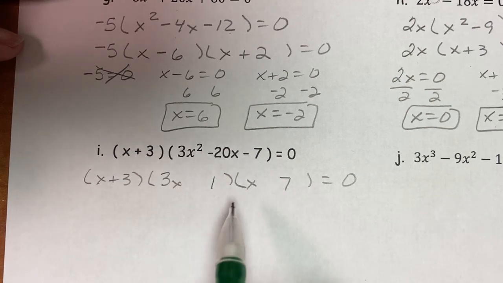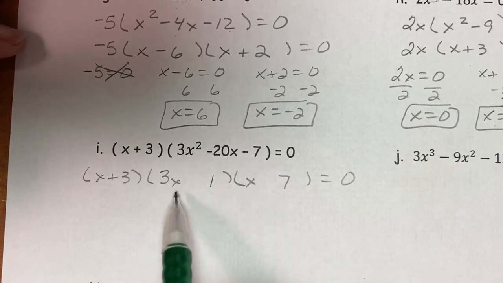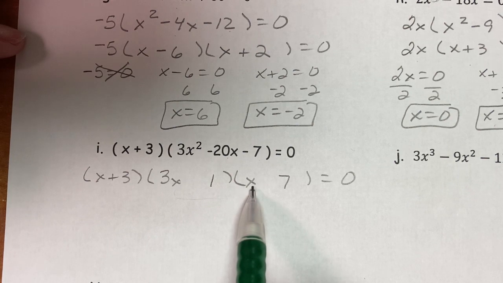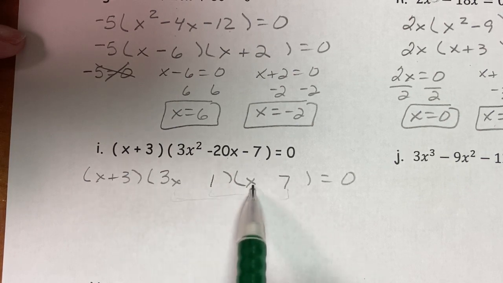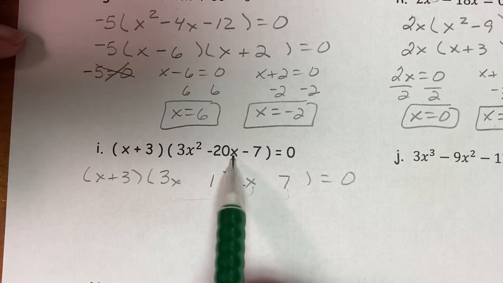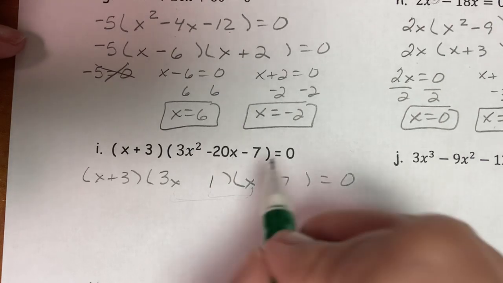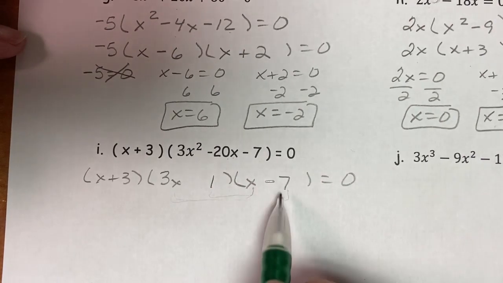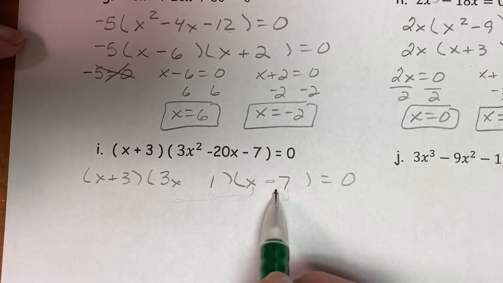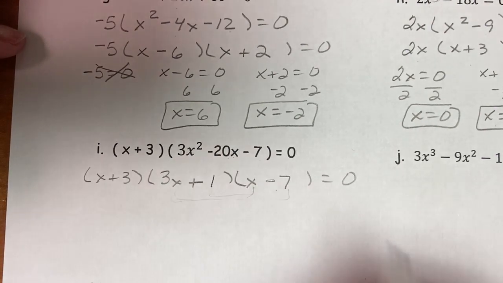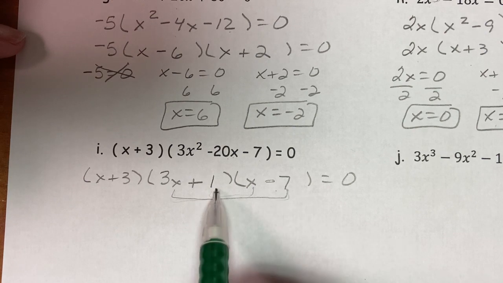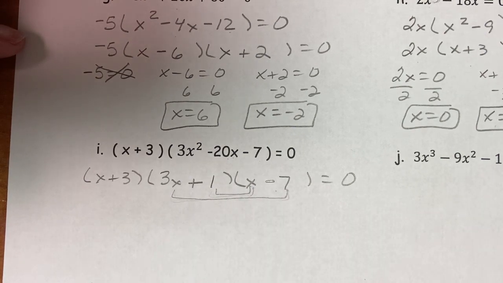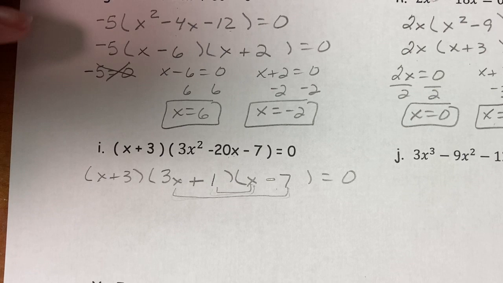So when I FOIL these back out, am I going to be able to get a -20? Well, I get 3x squared. Outside, I get 21x. Inside, I get positive 1x. Am I going to get a -20 out of there? Absolutely. But what that means is the 21 has to be negative, so my negative is going to go there, and then this is going to have to be positive. So outside, I get -21x, and inside, I get positive 1x, which gives me my -20.